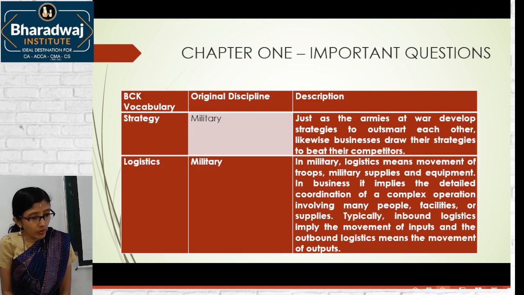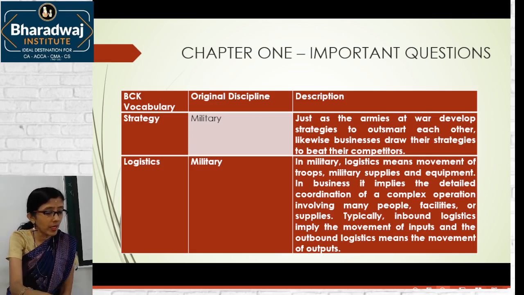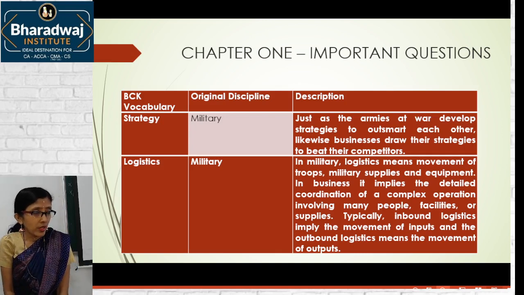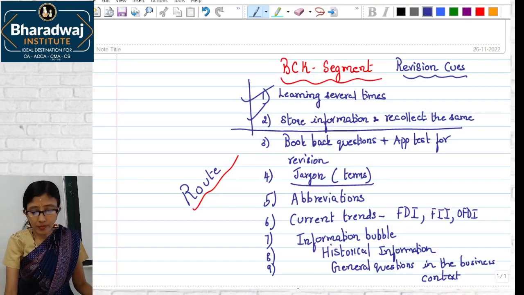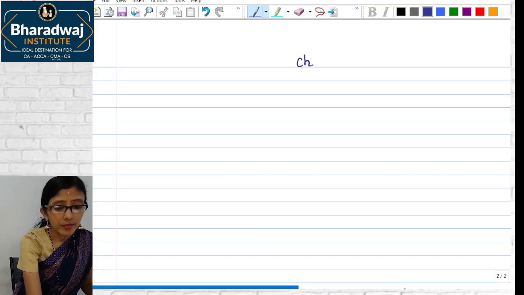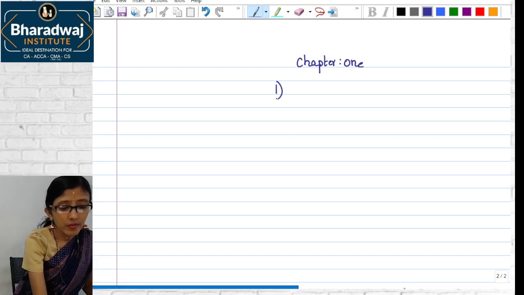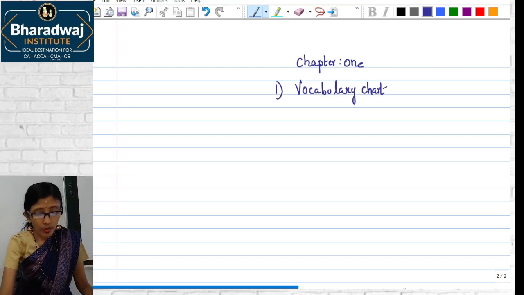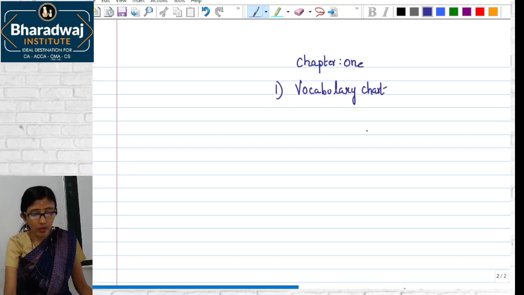Okay, please take down this chapter 1, important questions. You please write it. I am giving a small example here. Vocabulary chart. Vocabulary chart is a very important segment you are going to prepare. Please note down chapter 1. So this is where, yeah, you will be seeing the other thing.